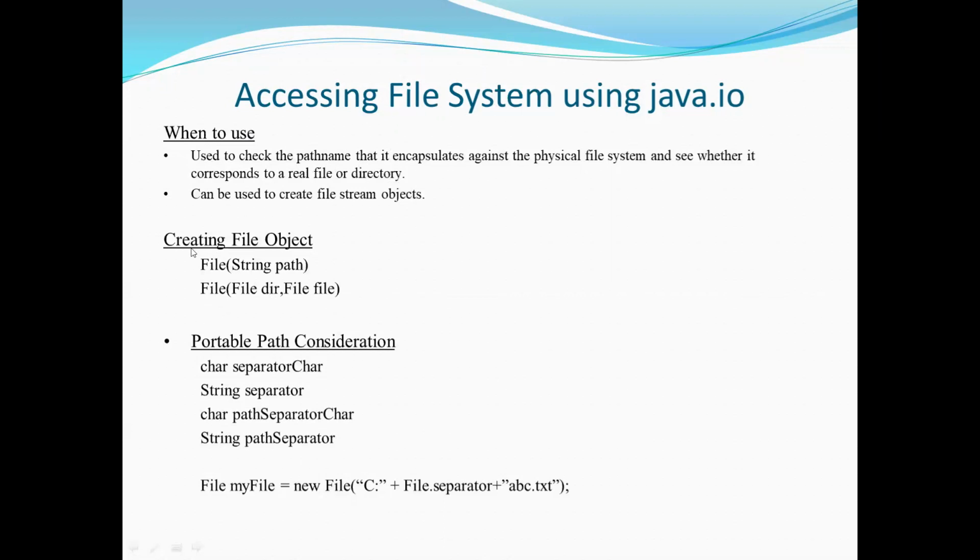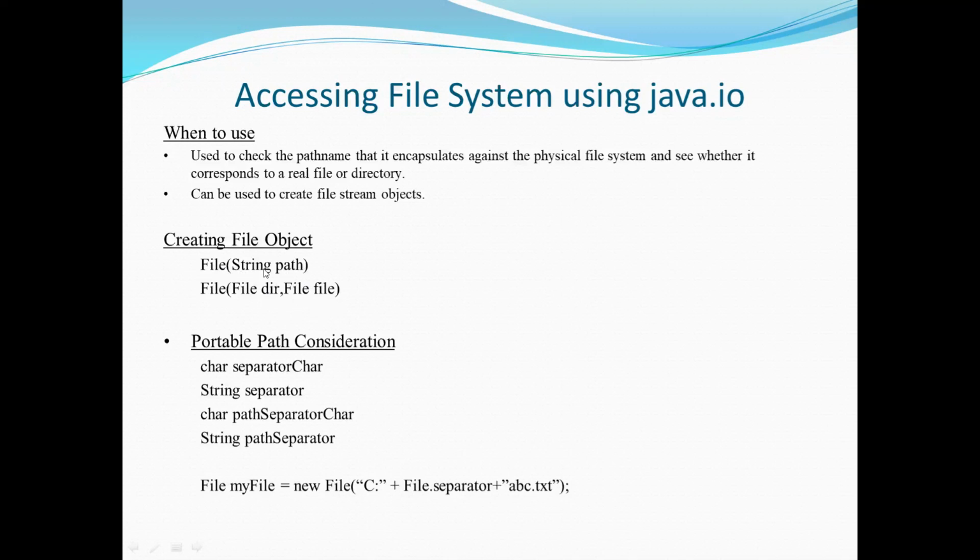So we can create the file object by using these constructors. One is File, and the path you can pass over here. This is the string path, or you can pass the File dir and the File file. So two objects of the File type you can pass over here. One that points to the directory and the second one that points to the file name. So you can use this one also. But most of the time we use the first one, in which we pass the string path.